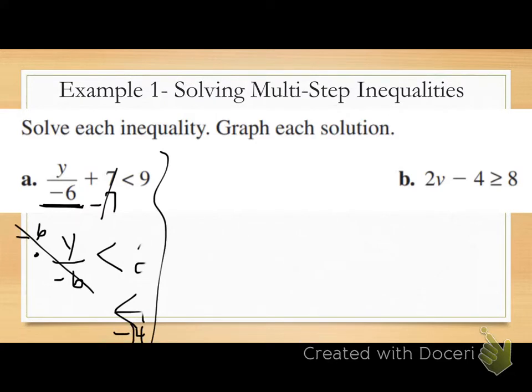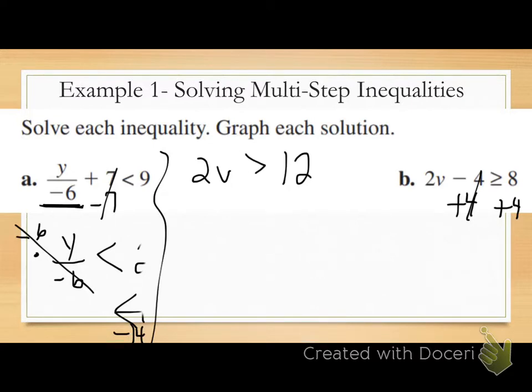Letter B, 2v minus 4 is greater than or equal to 8. Raise your hand if you can tell me my first step here. Yep. Add 4 to both sides. So I get 2v on the left. What's 8 plus 4? 12. And up to this point, does my symbol flip or stay?